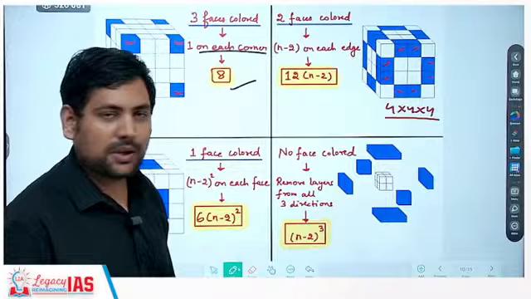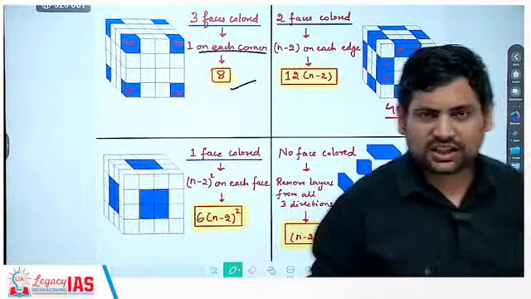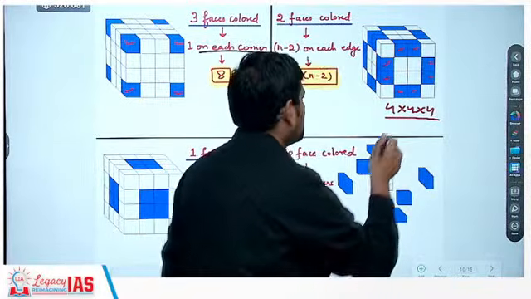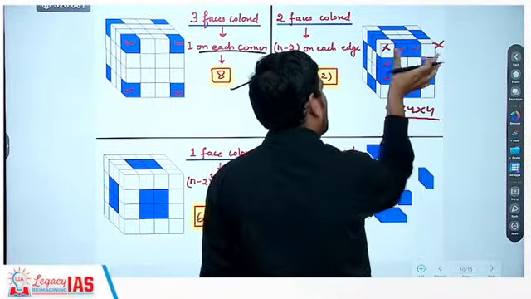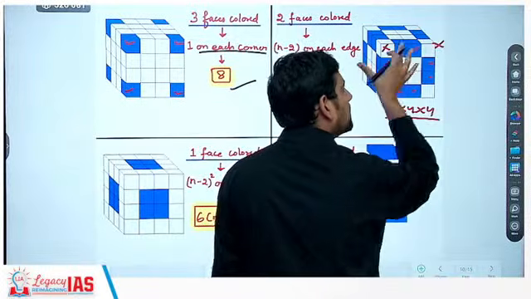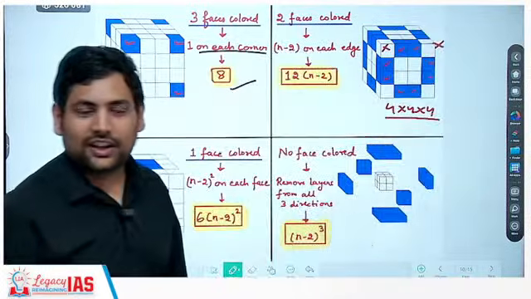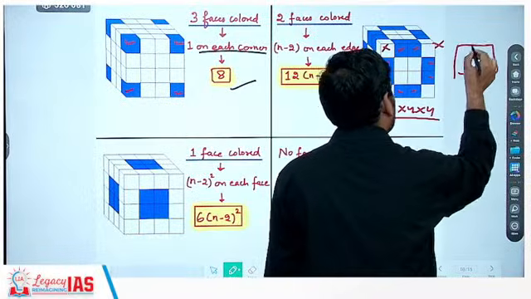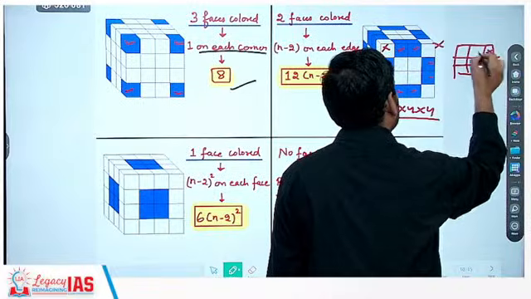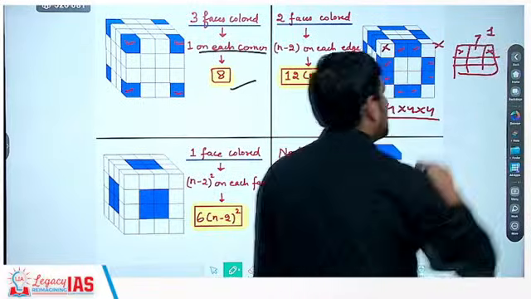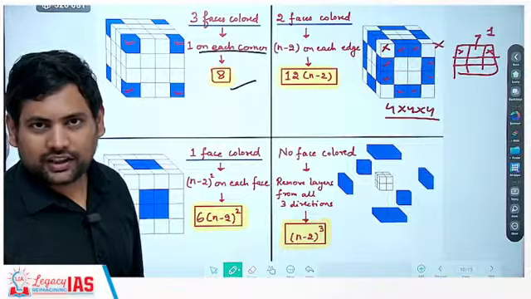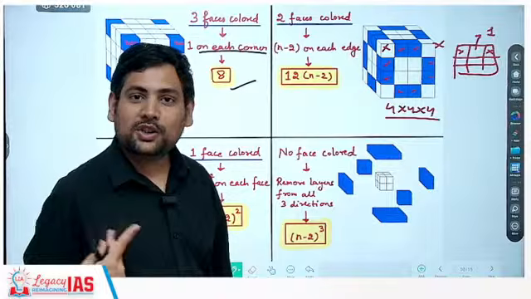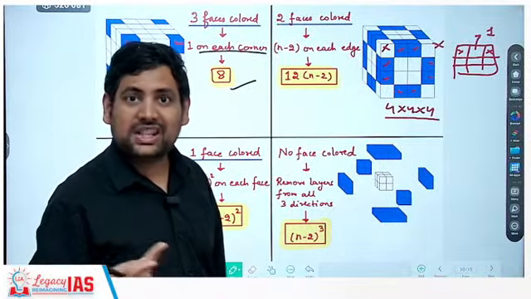Now the formula becomes important. Don't you think that if it was a bigger cube, ultimately you will just remove the corner ones, and whatever remains in the middle for this particular edge will be 2 side colored, correct? For example, when we had 3 cross 3 cross 3, we had removed these 2, and then we had only 1 on each edge, correct? So it works like you just have to remove the corners. Now corners means what? You have to remove 2 from each edge.